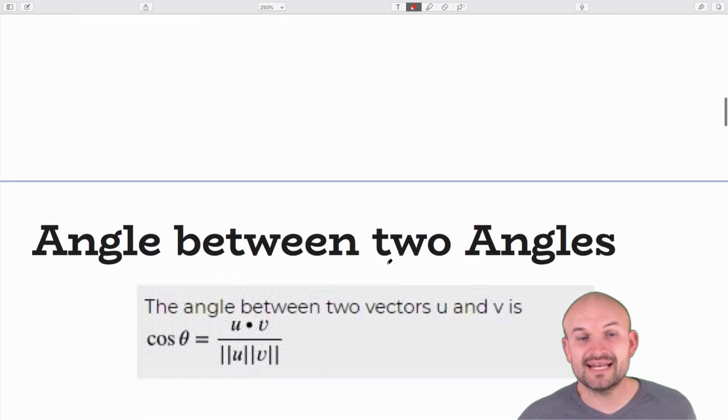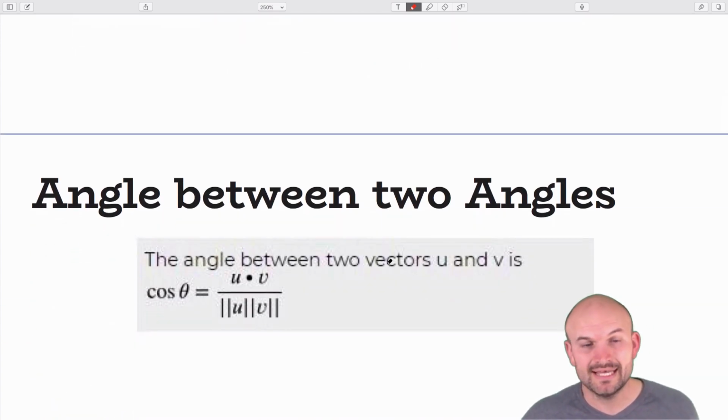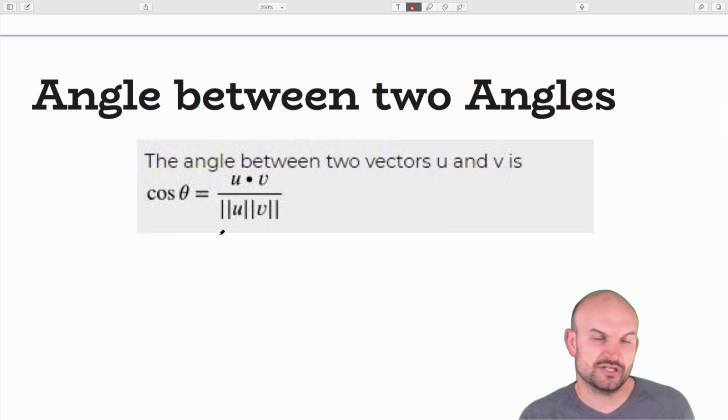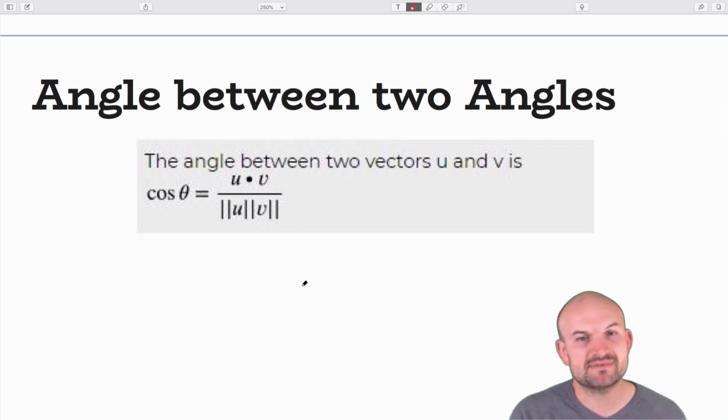All right, the next thing about the dot product is that it helps us determine the angle between the two vectors. If we want to determine the angle between the two vectors, we can use this formula: cosine of theta equals the dot product of u times v divided by the magnitude of u times the magnitude of v.